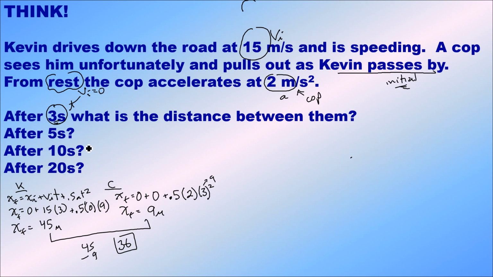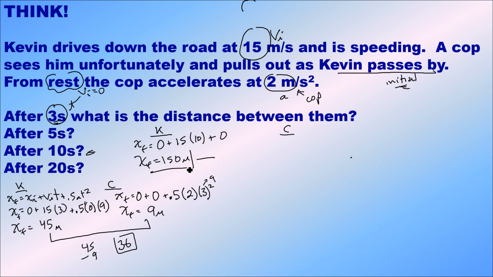Let's skip the 5 seconds and do the 10 seconds. Let's see what happens after 10 seconds. So we'll have Kevin and the cop once again, with the same formulas. Initial position for Kevin is 0. He's going 15 meters per second. We're going to give him 10 seconds this time. And he is not accelerating, as we discussed a moment ago. So after 10 seconds, Kevin has traveled 150 meters.